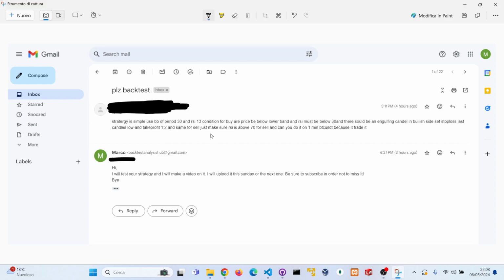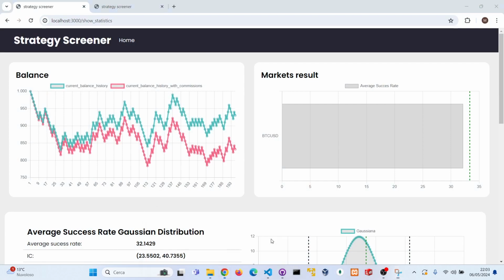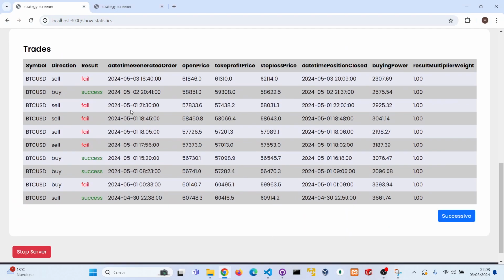And same for sell. Just make sure RSI is above 70 for sell, and you can do it on the 1 minute BTC USD. I used BTC USD because I found some difficulties downloading historical data for BTC USDT, but it's almost the same. And the data I'm using are from FXCM. So let's take a look at some examples.